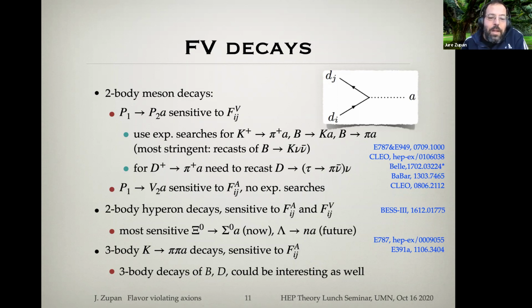If you have a decay to a vector, so let's say B to rho A, this would be sensitive to axial currents. However, there are no experimental searches that do this. It's completely blind, I mean, nobody has done this, so that's an open field.